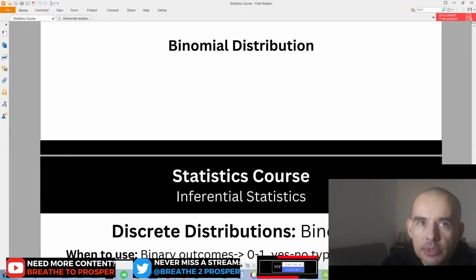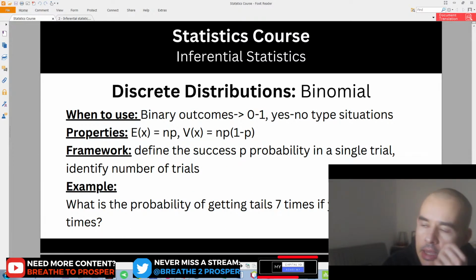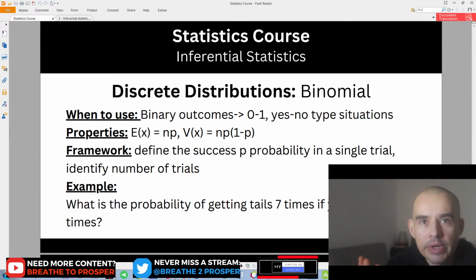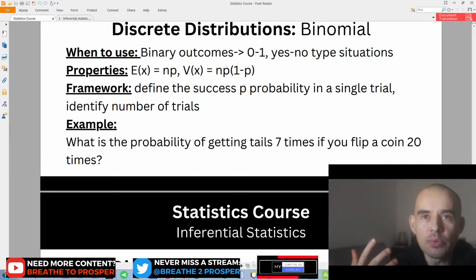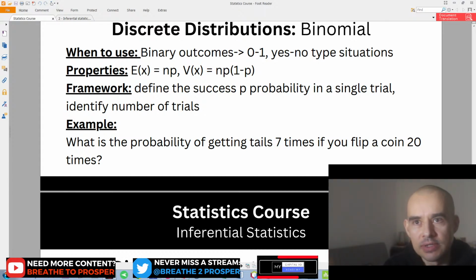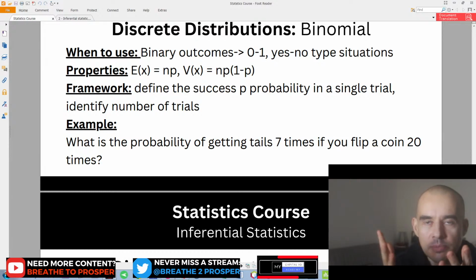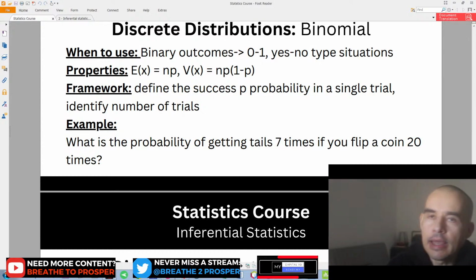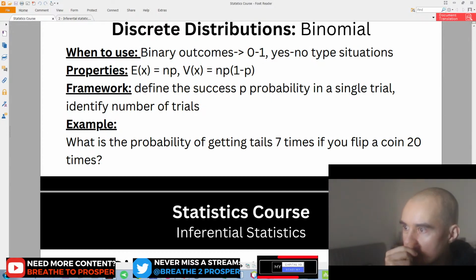Let's start with the binomial distribution. So what does this mean? You use the binomial distribution when you have binary outcomes, situations where it's 0, 1, yes, no. Any situation that involves in any way some sort of classification of 0, 1 is a binomial type distribution. There are variations of this, but for the most part, you're dealing with a scenario that's 0, 1, nothing in between. And all distributions have properties, and for the most part, you'll be dealing with the expected value and the variance.